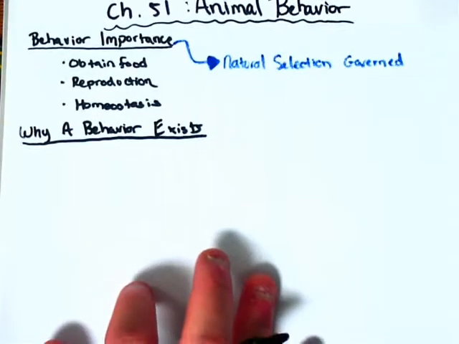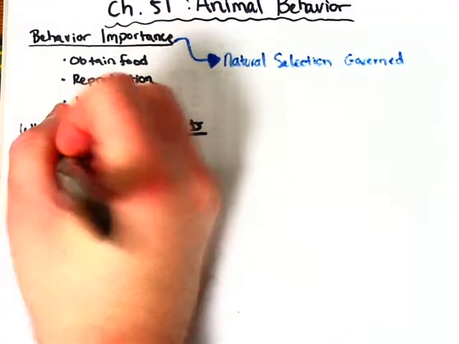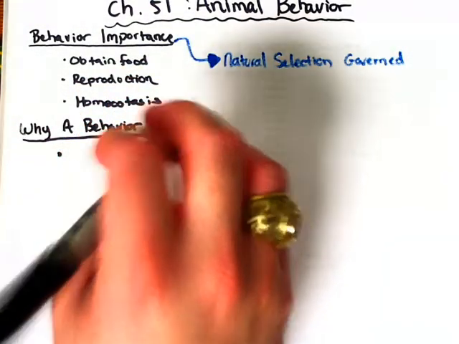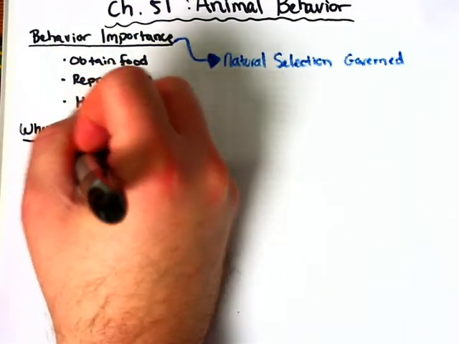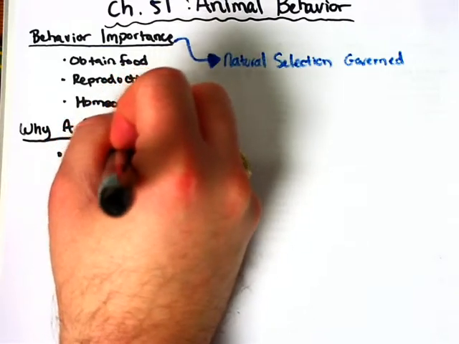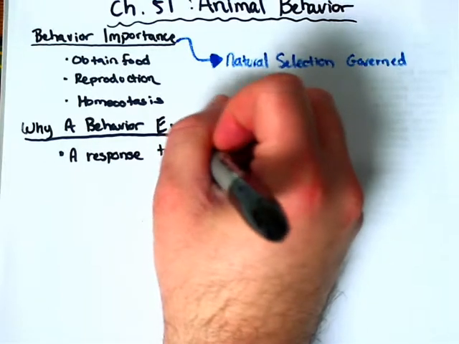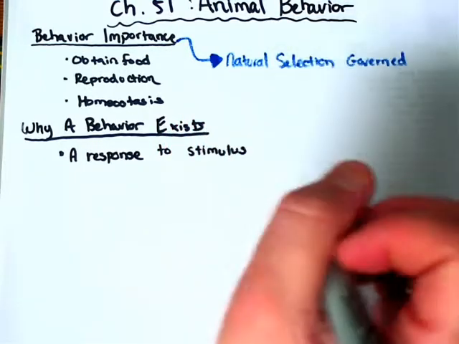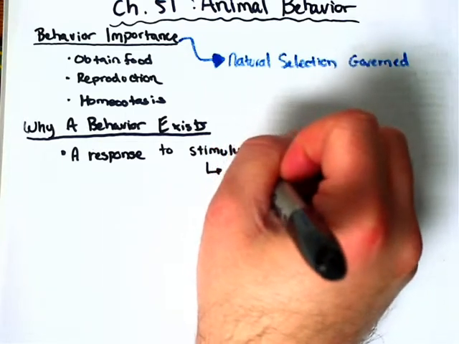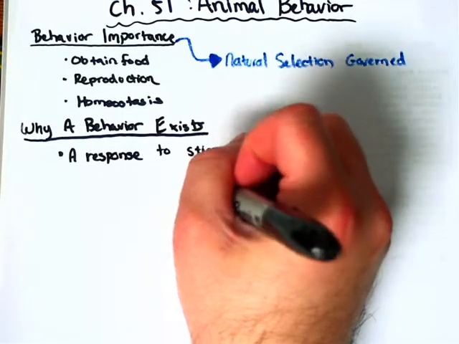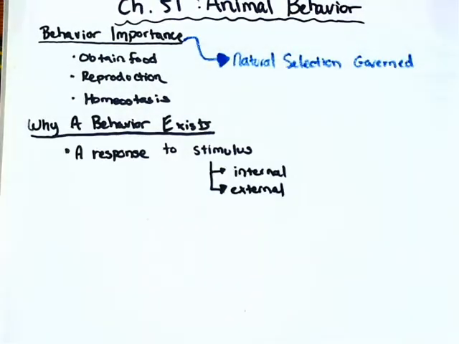When we try to explain why there would be a certain behavior at any given time, the reason is that it's going to be based on some kind of response. So a behavior is always a response to a stimulus. And that stimulus could be either internal or external.